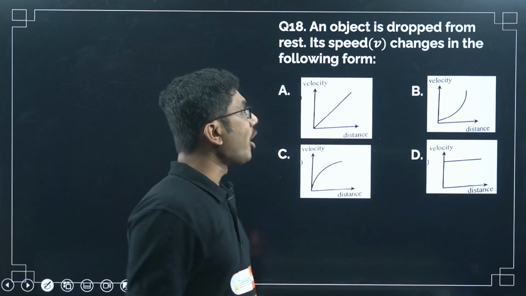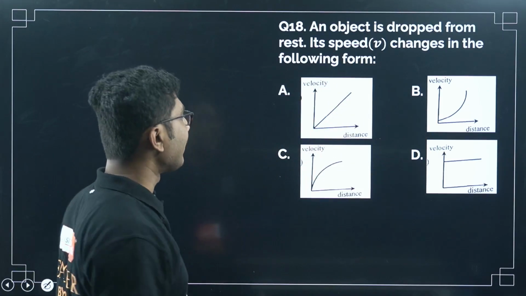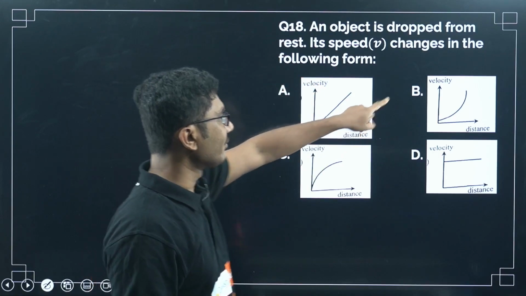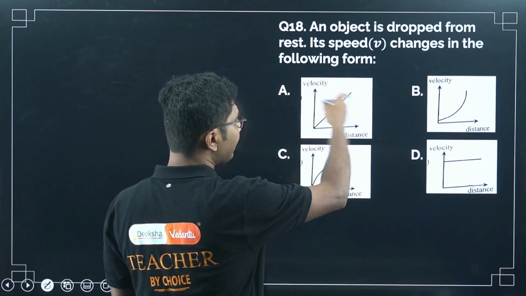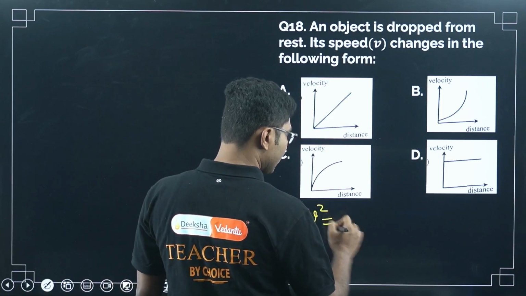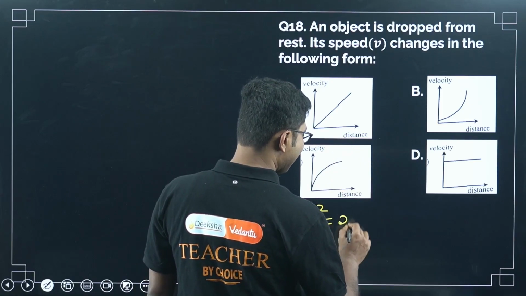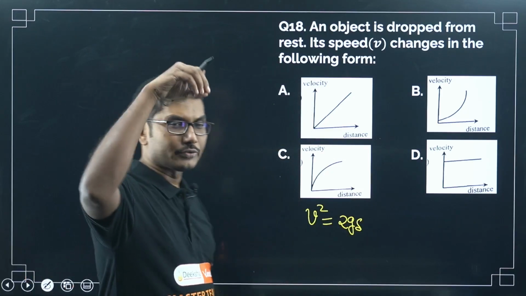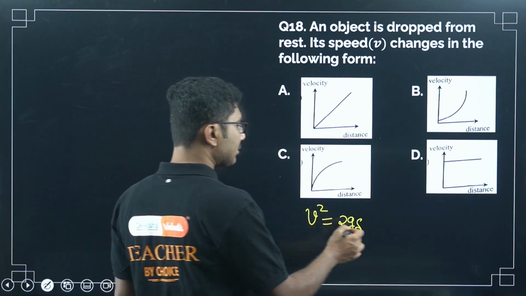An object is dropped from rest. Its speed v changes in the following form. Now if you see, the graph is not a velocity time graph, it is a velocity distance graph. So be careful what information is given to you. So what is the relationship between velocity and distance? v square is equal to u square plus 2as. Now u is 0 in this case because it is dropped, so 2gs. g is the gravitational acceleration, because when you drop it, it changes with the gravitational acceleration, right? So v square equals 2gs.